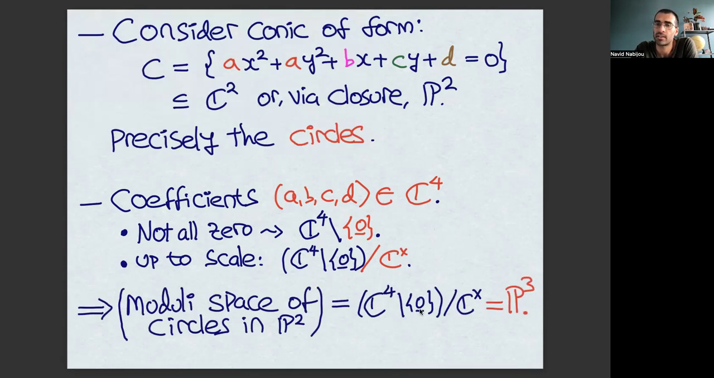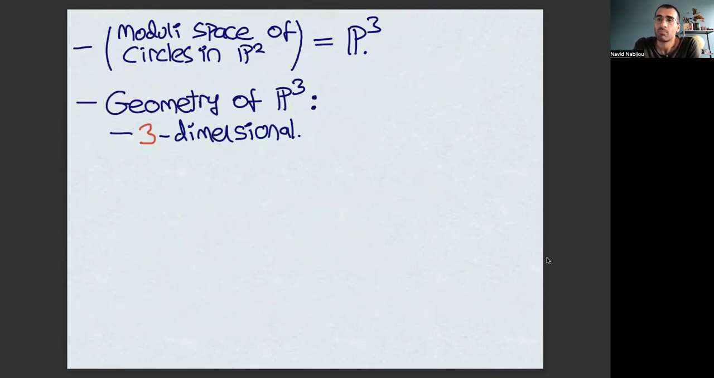So C4 minus the origin mod C star. This is very similar to what we saw before, except instead of C3 minus the origin, I have C4 minus the origin. This quotient is what we call P3. So what is P3? Well, P3 is what comes after P2, so you can use your imagination to think about what that would mean. The moduli space of these circles in P2 is given by this space P3.